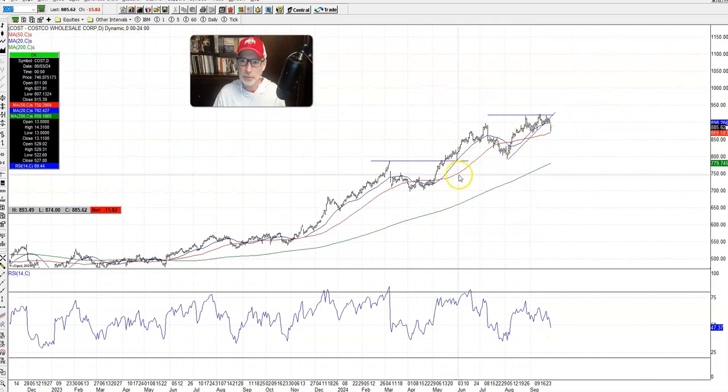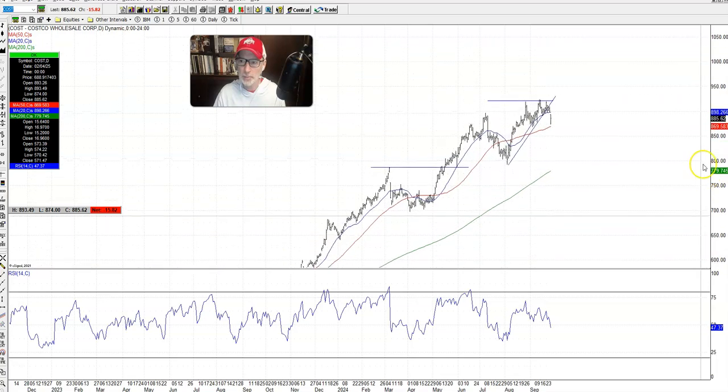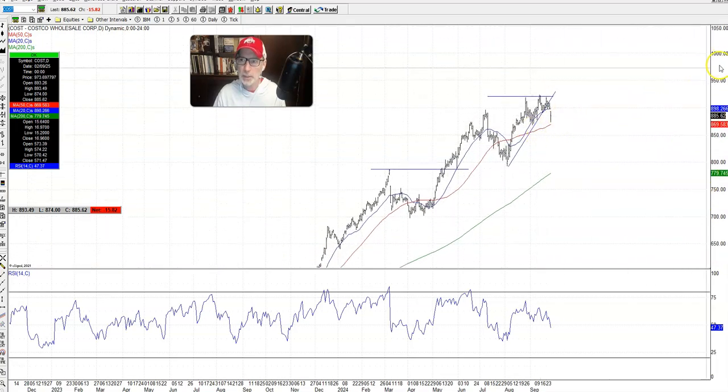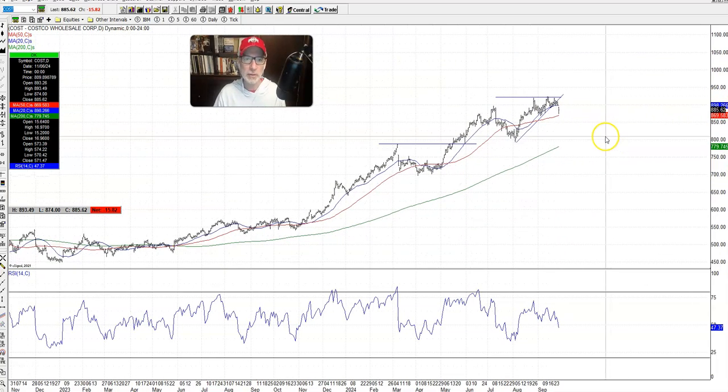Here's the 50-day moving average right here. So it's coming upon the 50-day moving average. You can't keep Costco down for long. I mean, it's got too many customers. The pricing's great. This could be a buying opportunity, but keep an eye on Costco. It's very expensive, though, around $900 a share.